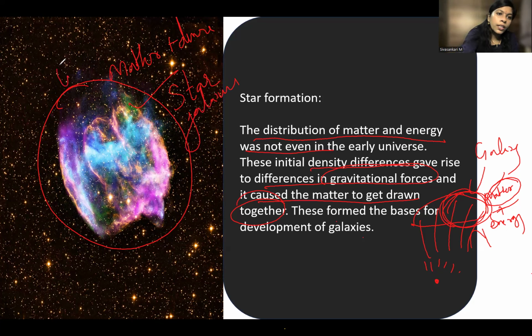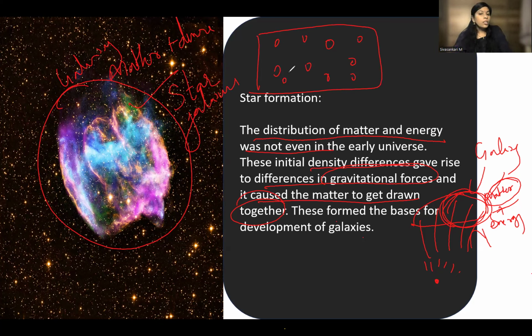That is why this is one galaxy. Then after a few distances apart, you'll find another galaxy where there is again a density of matter and energy. The gravitational force will be higher and another galaxy will be formed. So like this, if this is the entire universe, you'll find a lot of galaxies because of density differences and differences in gravitational forces. So this is how galaxies get formed.